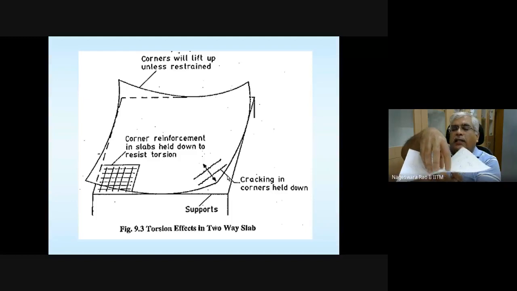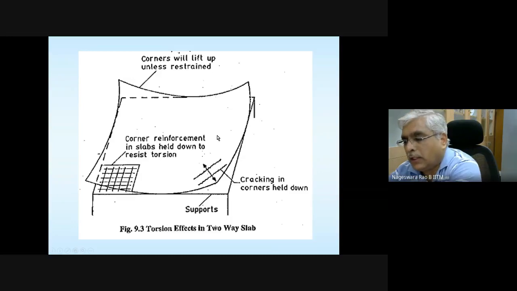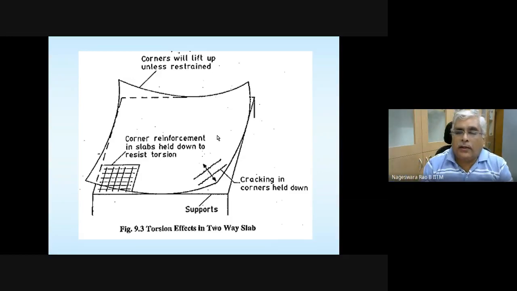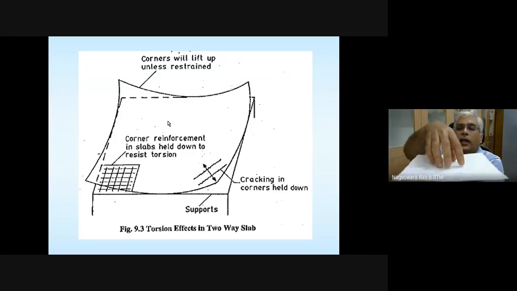How is this going to deform? It's going to deform in the way shown in the figure here. It's going to have bending in two directions, and it's going to have the shape of a saucer. So when you have a simply supported slab and you apply the load, the corners are going to get lifted up.